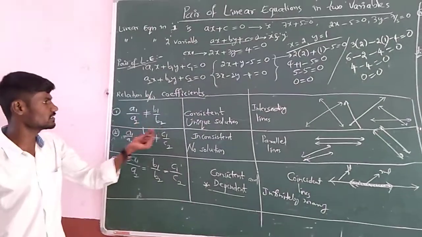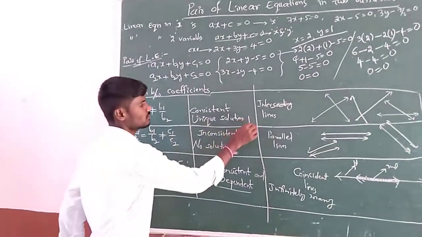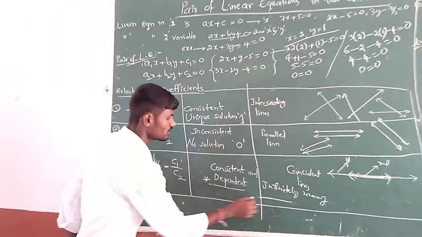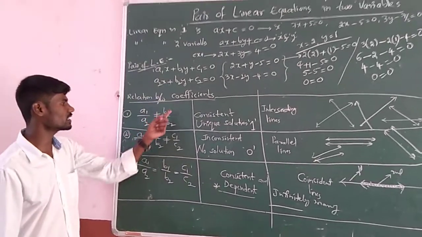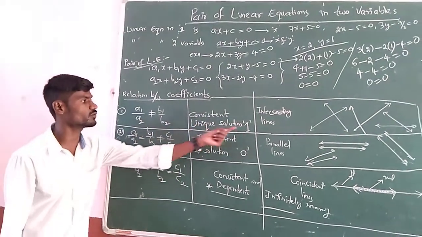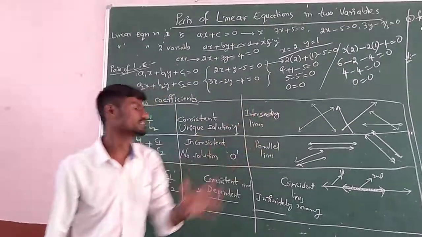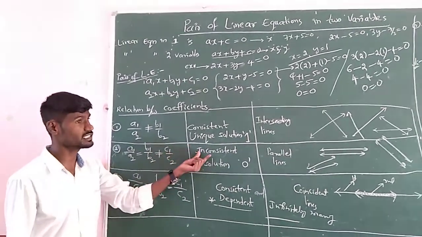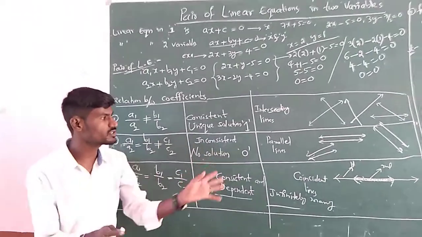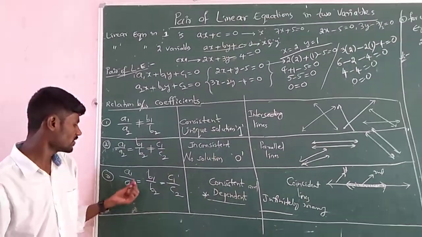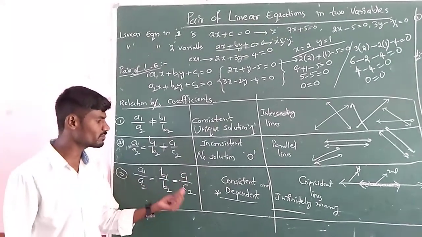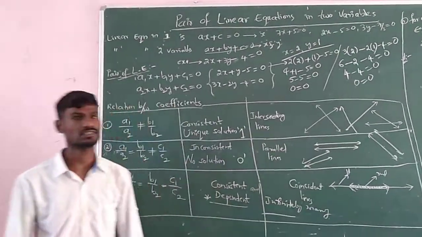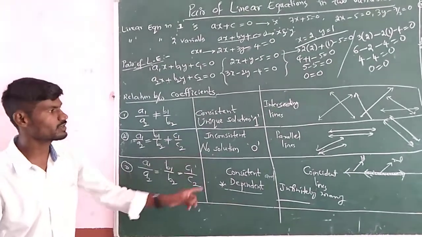So in the first case, A1 by A2 is not equal to B1 by B2: consistent and unique, only one solution, intersecting lines. A1 by A2 equals B1 by B2 not equal to C1 by C2: inconsistent, so no solution, zero solutions, parallel lines. A1 by A2 equals B1 by B2 equals C1 by C2: consistent and dependent, coincident lines, infinitely many solutions. So remember, these are the types of solutions.